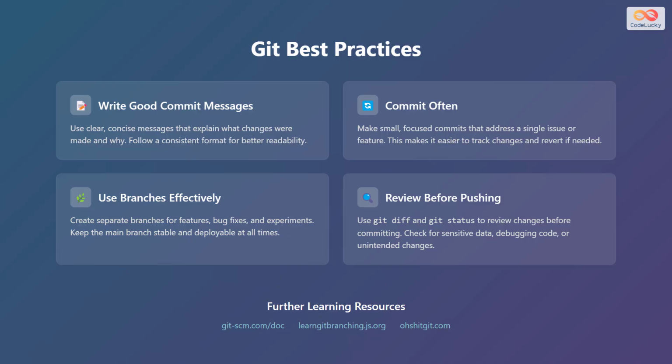Third, use branches effectively. Create separate branches for features, bug fixes, and experiments. Keep the main branch stable and deployable at all times. Fourth, review before pushing. Use git diff and git status to review changes before committing. Check for sensitive data, debugging code, or unintended changes.